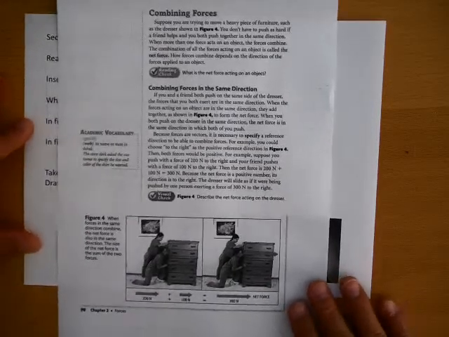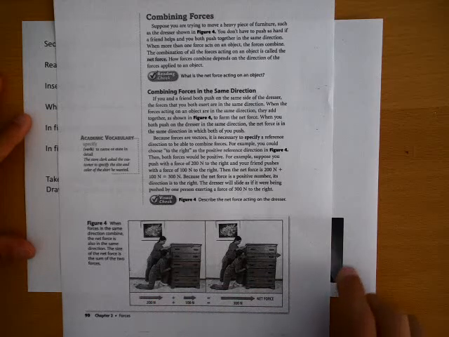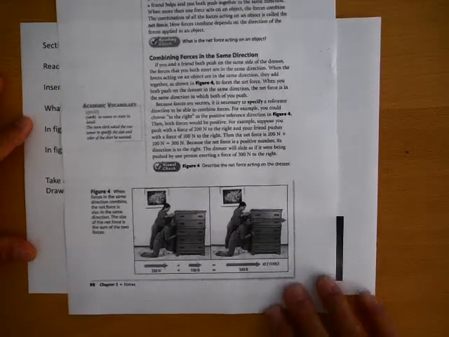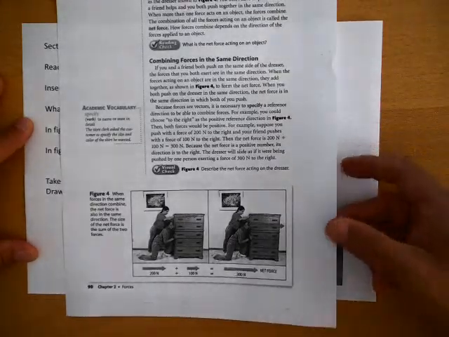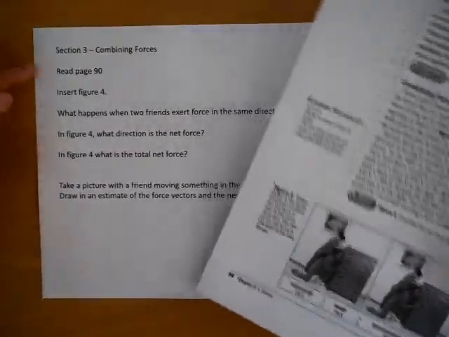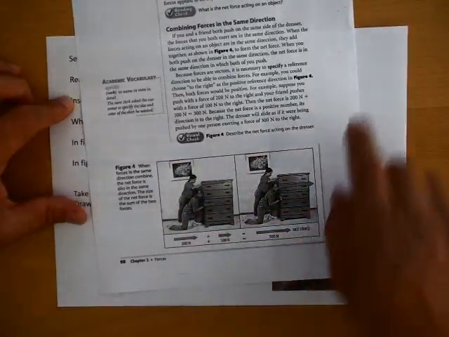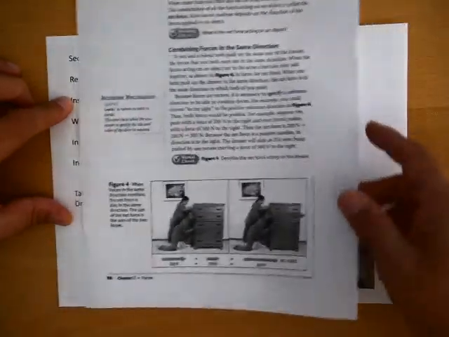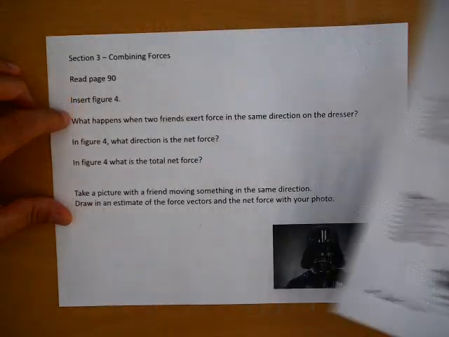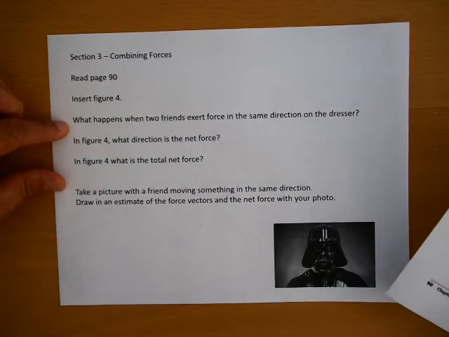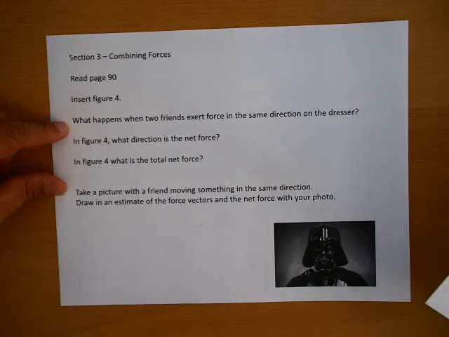And the main section focuses on this picture right here of two people pushing a dresser and how we would describe that with force vectors. So the first step on your slide is to insert figure 4. That's this guy right here. You should crop that out on your iPad, insert it onto your explain everything slide. And then it says what happens when two friends exert force in the same direction on the dresser.